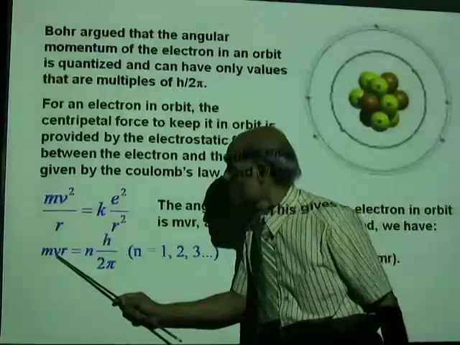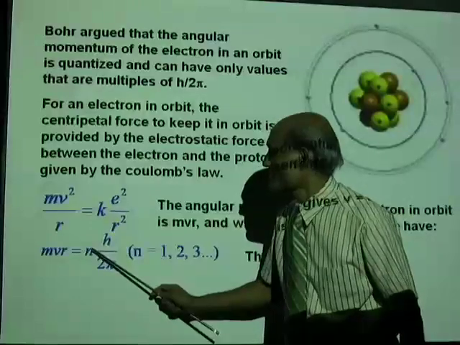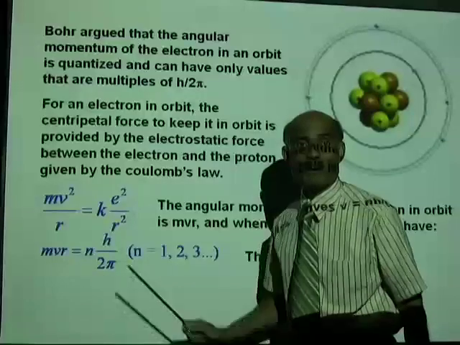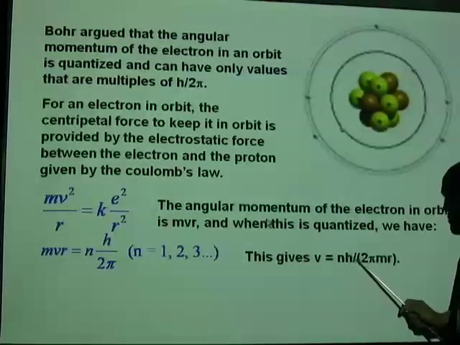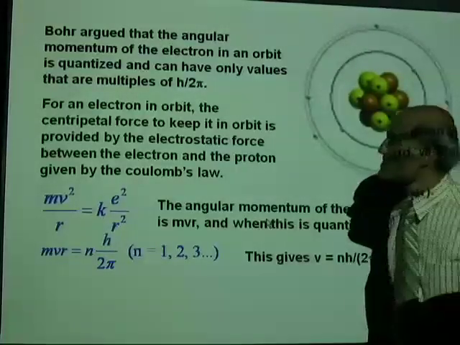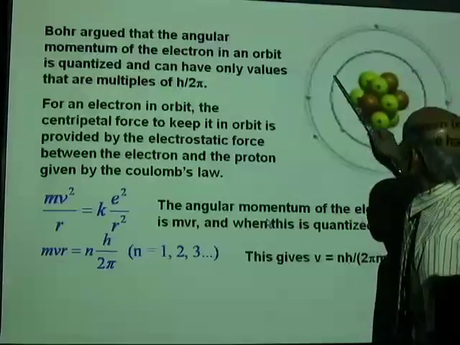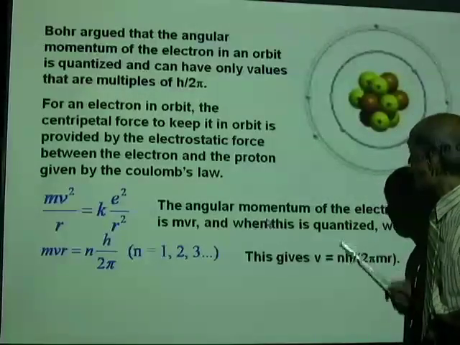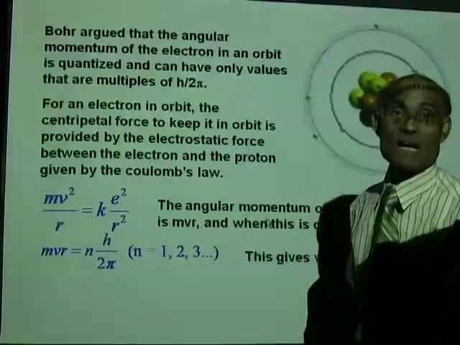Now, V will be equal to NH divided by 2 pi mR, and that is the orbital velocity of the electron. The velocity of the electron in an orbit, where n equal to 1 is orbit 1, n equal to 2 is orbit 2, and so on.